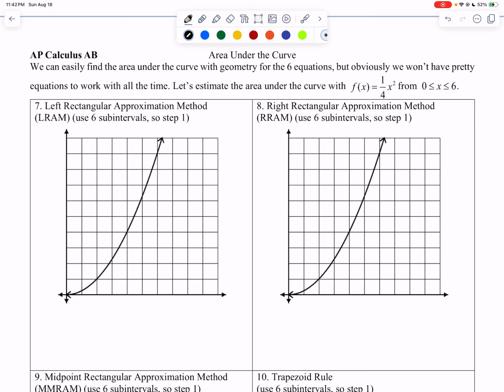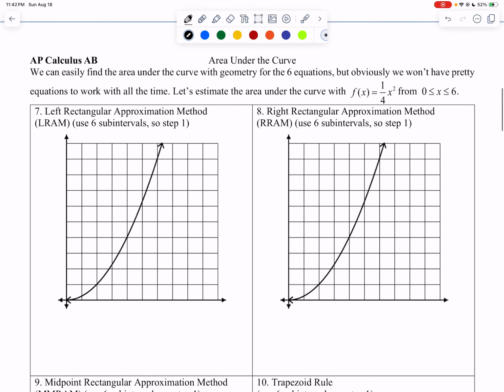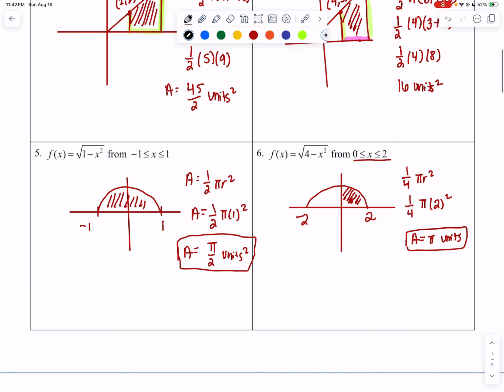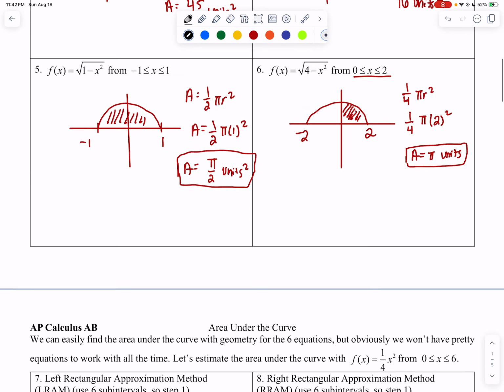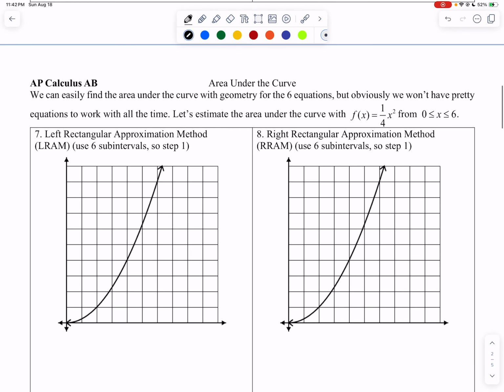Alrighty, in this video we are going to be looking at approximations using 4 different methods. Given that our function isn't easy peasy lemon squeezy, like 1 through 6 right here. So let's say that I give you f of x is equal to 1/4 x squared from 0 to 6, and we want to estimate the area under the curve using these 4 methods.